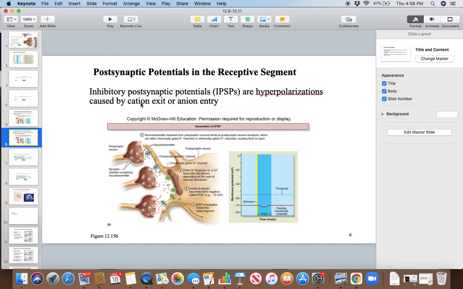Inhibitory postsynaptic potentials, or IPSPs, can be caused by chemically gated potassium channels opening that would allow potassium to leave, and as those positive ions leave, the cell would become more negative. It could also be due to chloride channels opening that would allow negatively charged ions to enter the cell, which again would make the cell more negative. Again, it's very short-lived, doesn't travel very far.